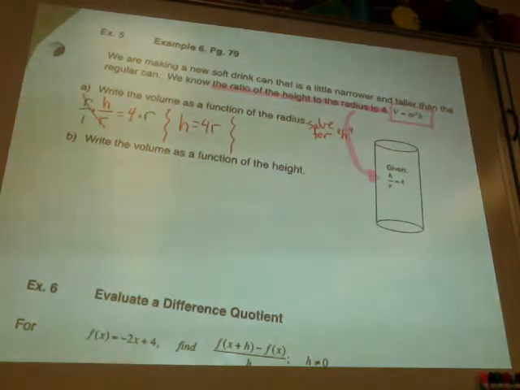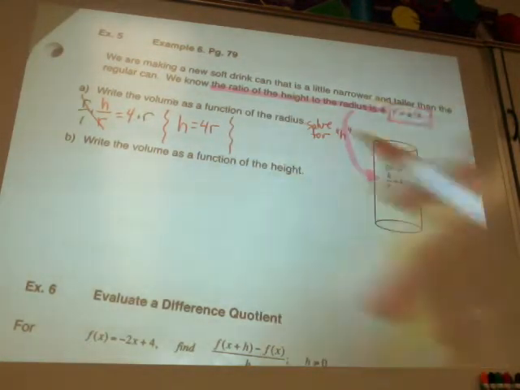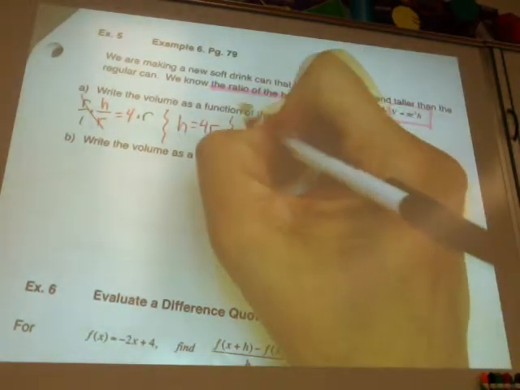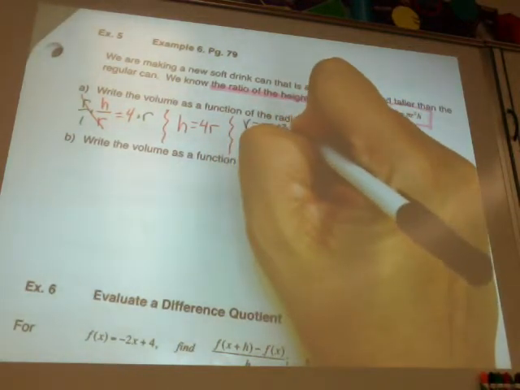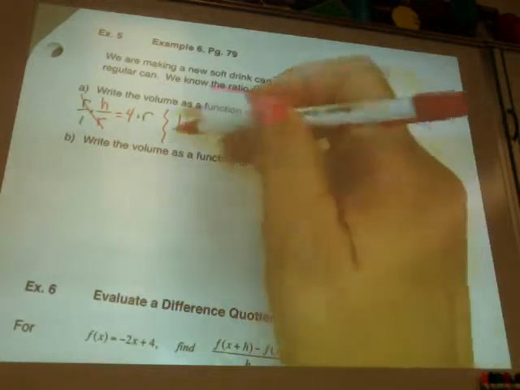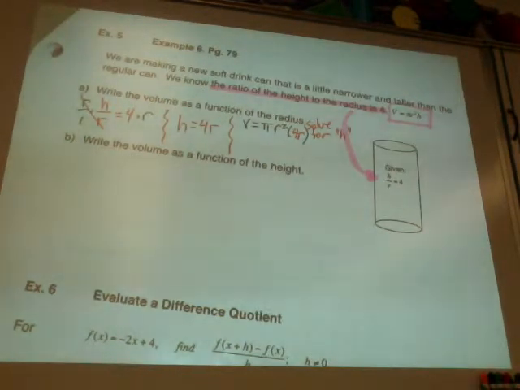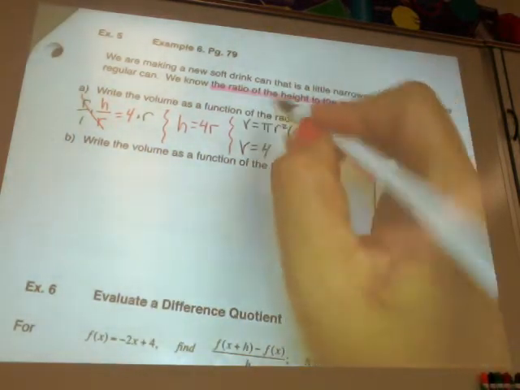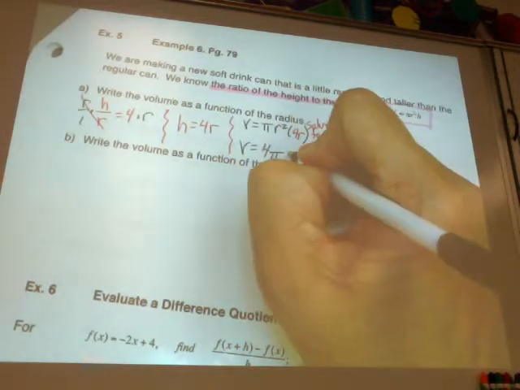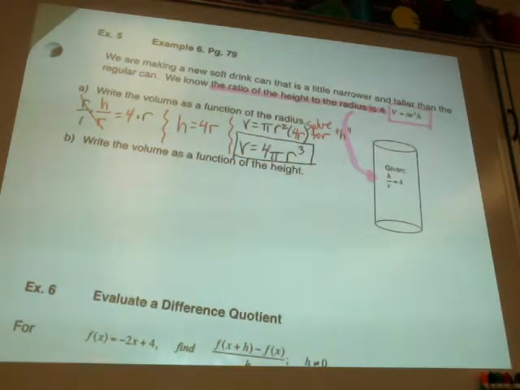So I haven't rewritten the volume formula yet, but can't I replace H with 4R? So I'm going to take volume equals pi R squared, because that's okay, but I want to replace the H with my new value for H, which is 4R. Normally we wouldn't write a formula like that. We would want the 4 in front of the pi, and we want to multiply the R squared and the R together. So our final volume formula would be 4 pi, and then R squared times R is what? R cubed. So this would be our final volume formula as a function of the radius.